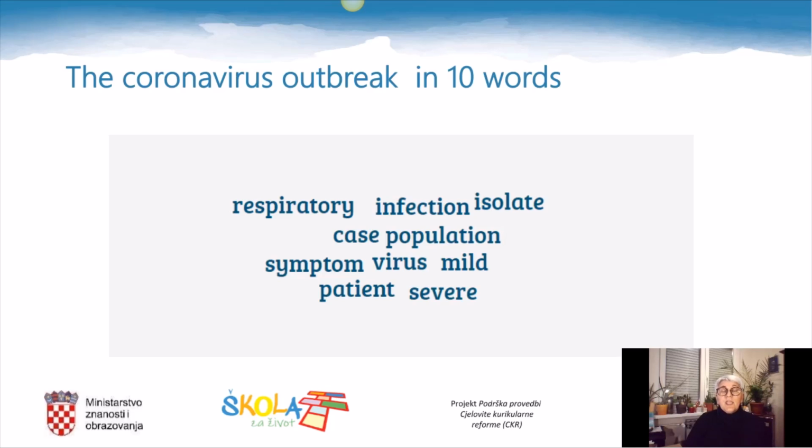Then there are 3 adjectives that describe. Which of the words are adjectives? Respiratory, like respiratory infection. Mild, like a mild symptom when you almost don't feel ill. And the opposite of a mild symptom is severe symptoms, when people almost die or die, unfortunately.